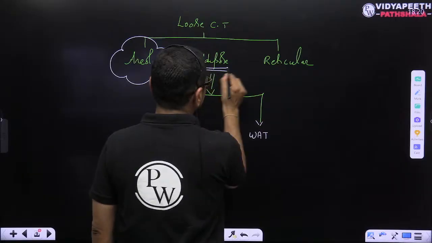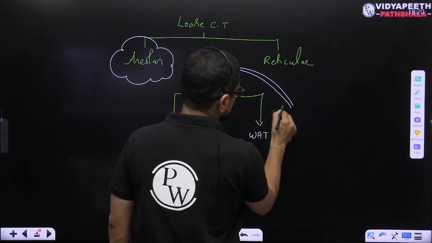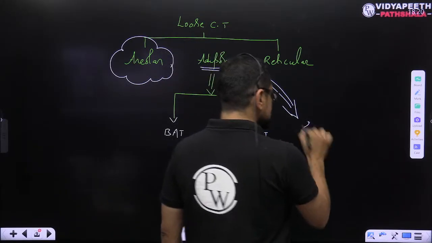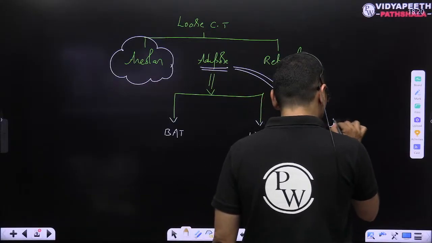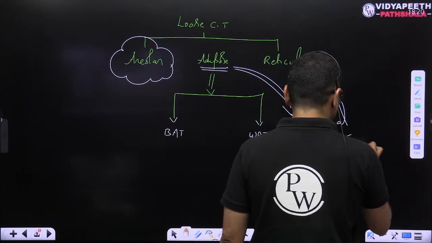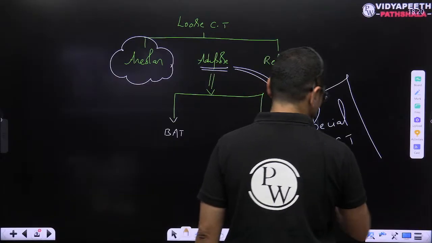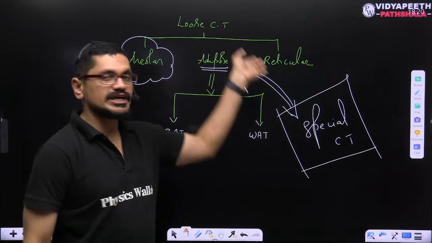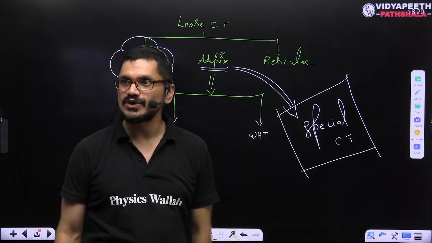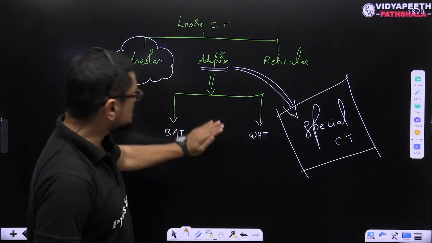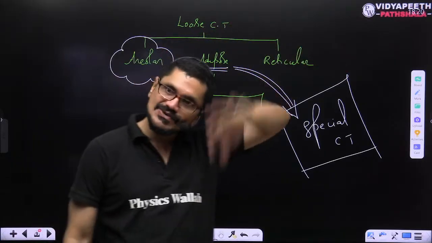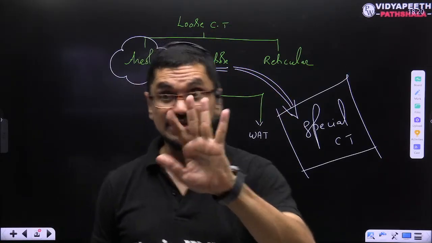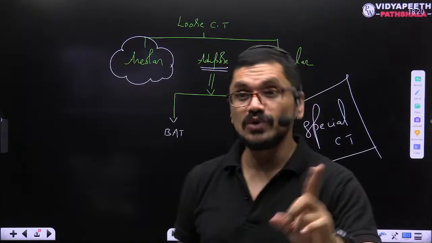I will write one point with reference to adipose tissue. It is a special connective tissue. Remember this word. Does adipose tissue come under loose connective tissue or special connective tissue? If it is the question, adipose tissue comes under loose connective tissue as well as special connective tissue. Please remember, this is a very important point. It is loose as well as special.